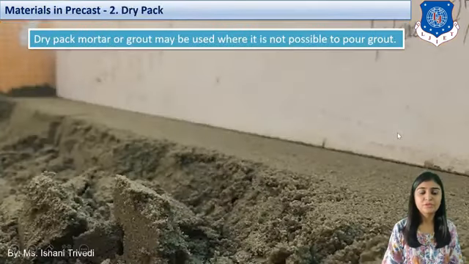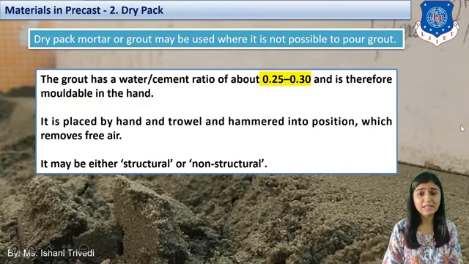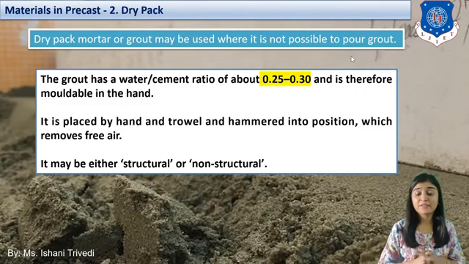Okay, now students, going forward to the second type of material, that is dry pack. Now, dry pack mortar, once again, is a type of mortar or grout itself. Dry pack means the workability will be 0, the slump value will be 0. It may be used where it is not possible to pour the grout. Now, we already saw the image in which the space between the lapped rebars and the protruding bars was filled with grout. If it is not possible to fill the grout which has high workability, then in replacement of that, dry pack will be used.